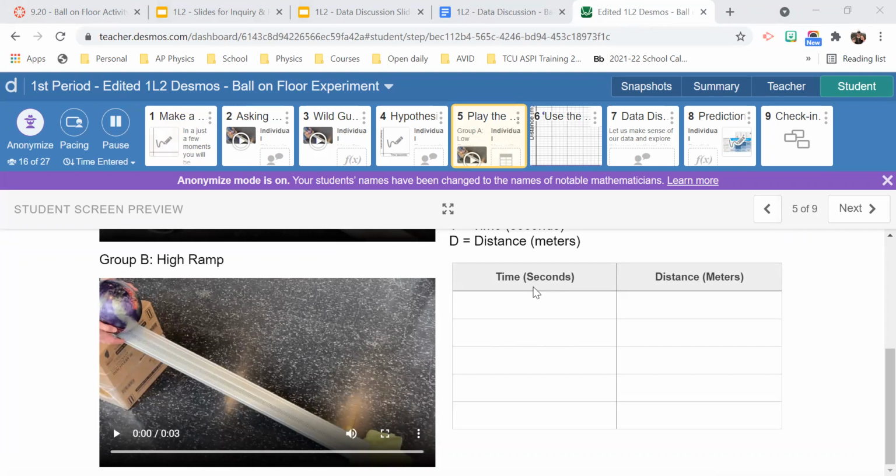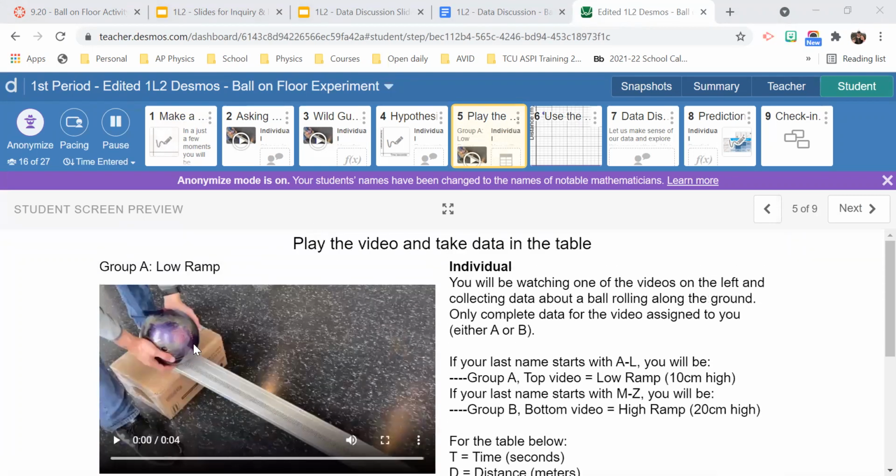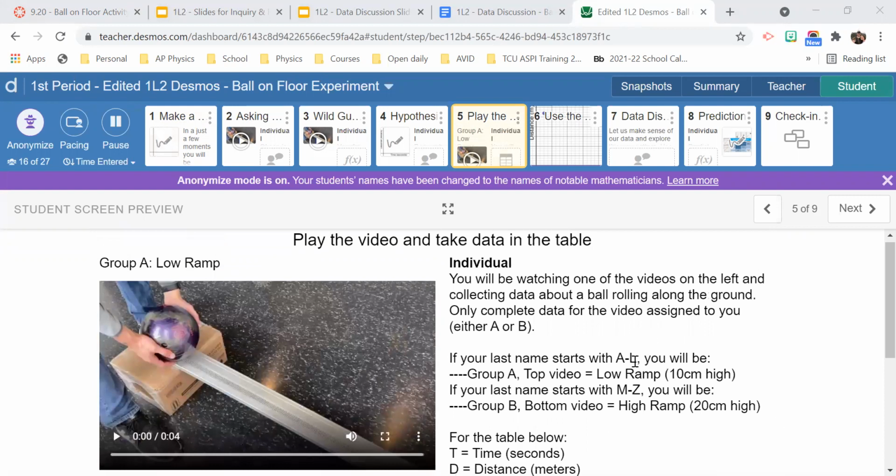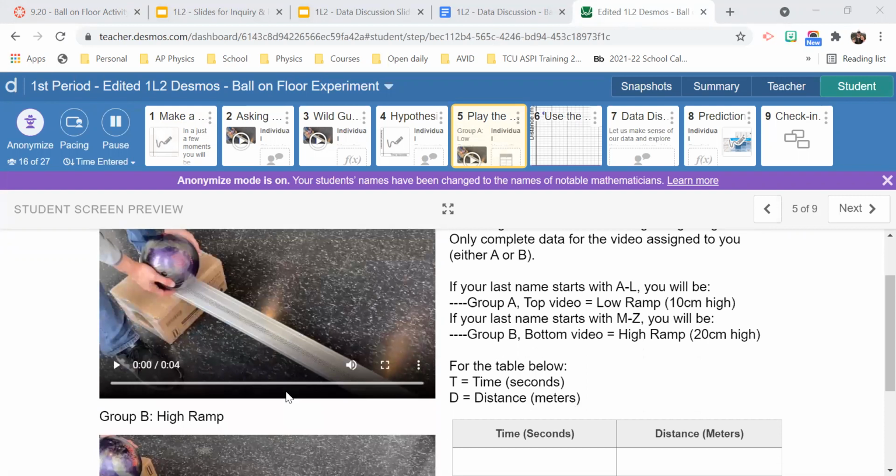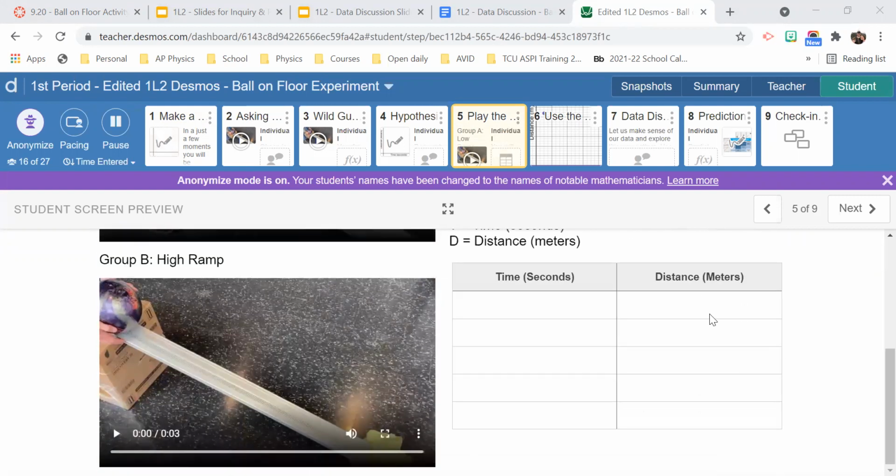If what I said did not make sense, then I highly encourage you to choose either A or B based on your last name and collect the data from here, because it's going to start at 0 seconds once that bowling ball is off the ramp. So you're going to collect your data.